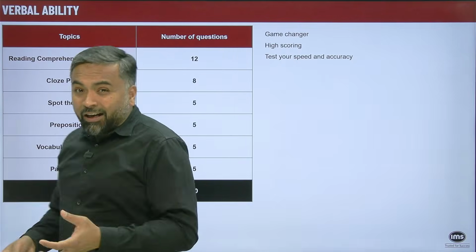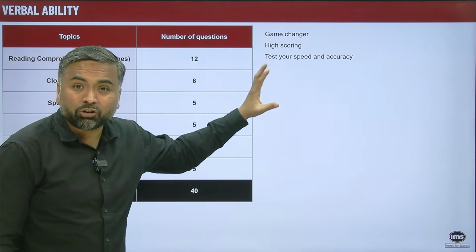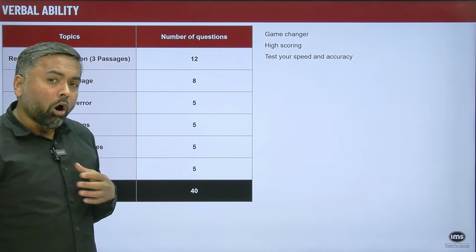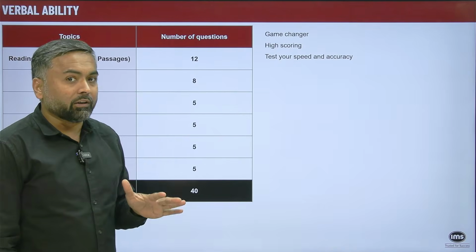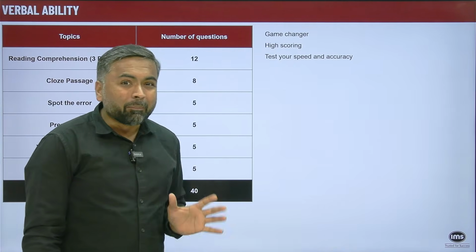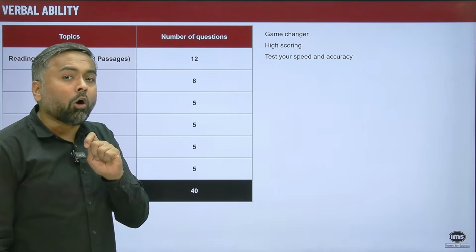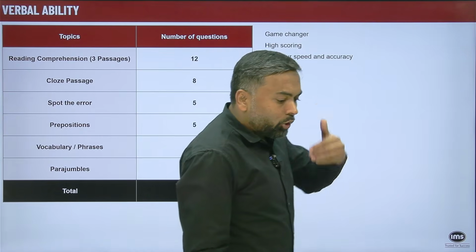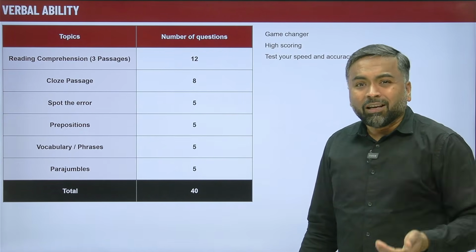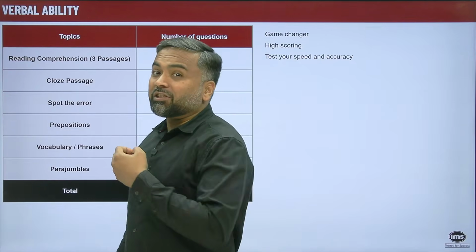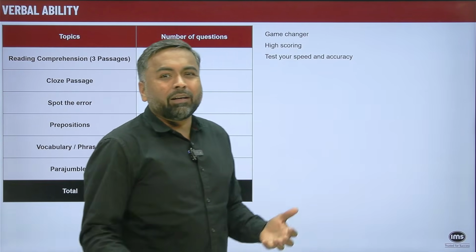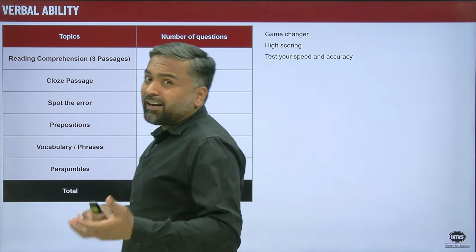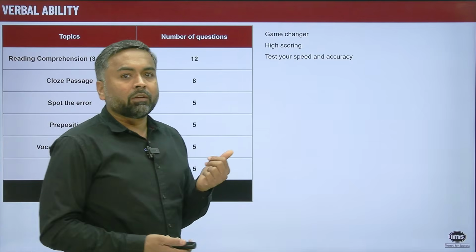Now, verbal is generally a game changer and a high scoring section. You will be able to attempt all 40 questions in probably 23 to 25 minutes. Some of the students have also claimed they were able to complete in 22 minutes. So, depending upon how good you are at English. And this will test your speed and accuracy. It is not only speed which matters, but also your accuracy. There is no point in completing the entire section in 22 minutes and getting only 25, 26 marks. Your aim should be to probably solve in 25 minutes and try to get around 30, 35 marks in this particular section.